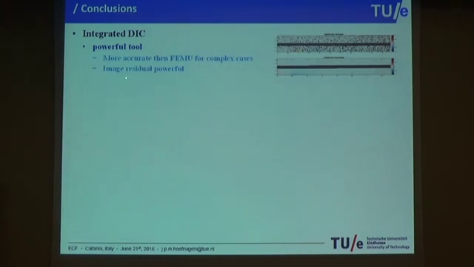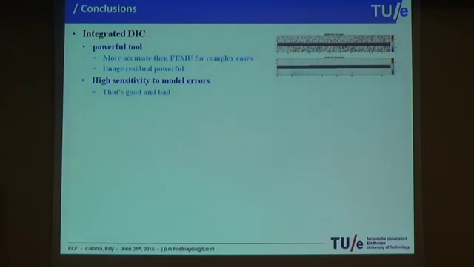At this moment, the only thing I can say is that I still believe integrated DSC is a powerful tool, and it seems to be more accurate than finite element updating, especially for complex cases and where you need high sensitivity, like these interface parameters. And the image residual is very powerful. It tells you a lot on where it's going wrong. But we have a high sensitivity to model errors. That's good and that's bad.